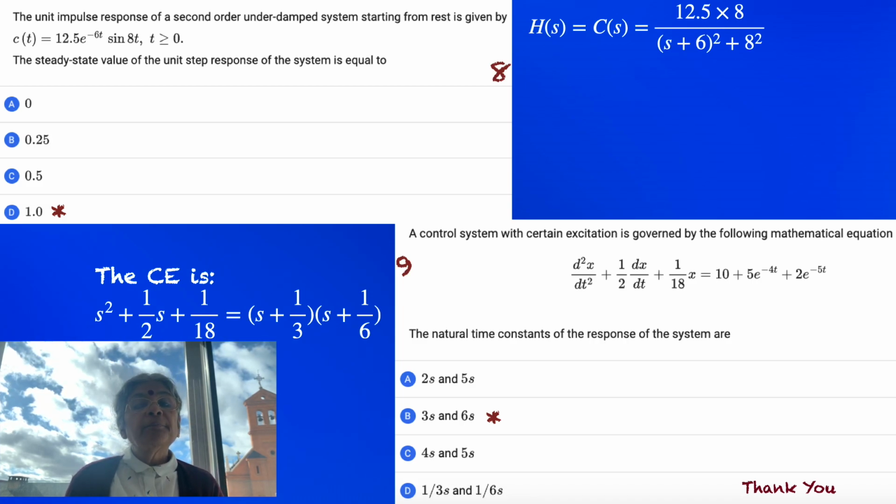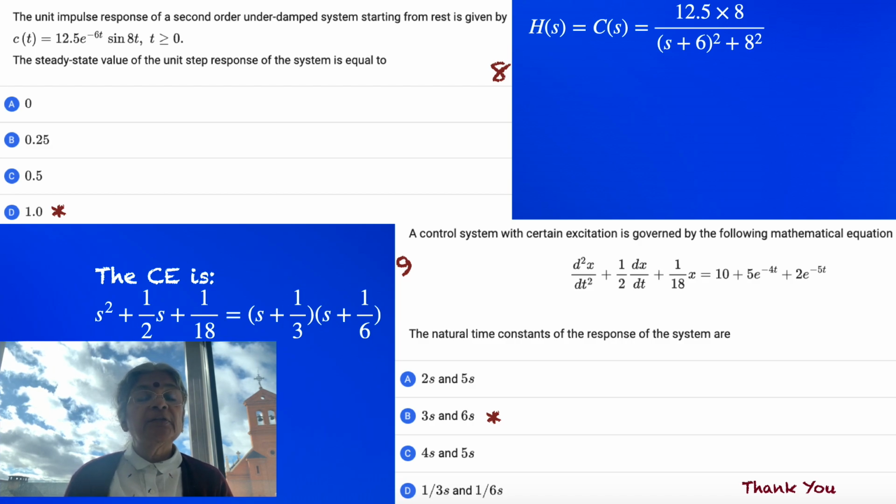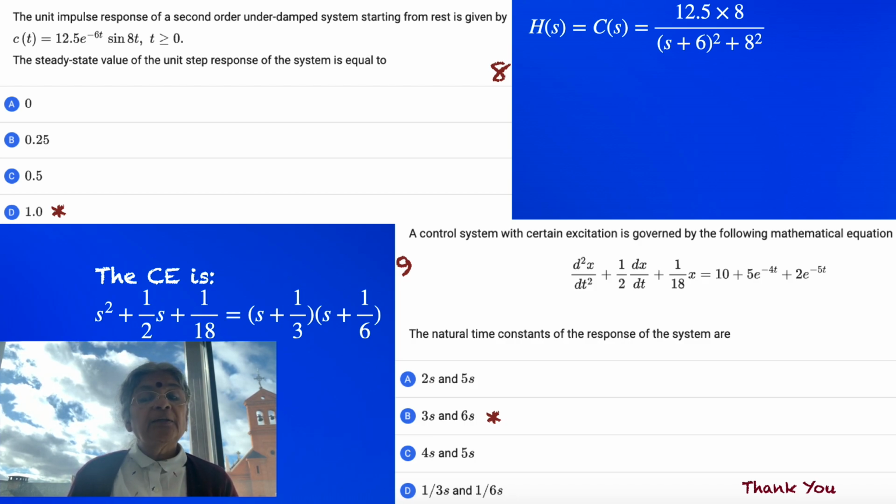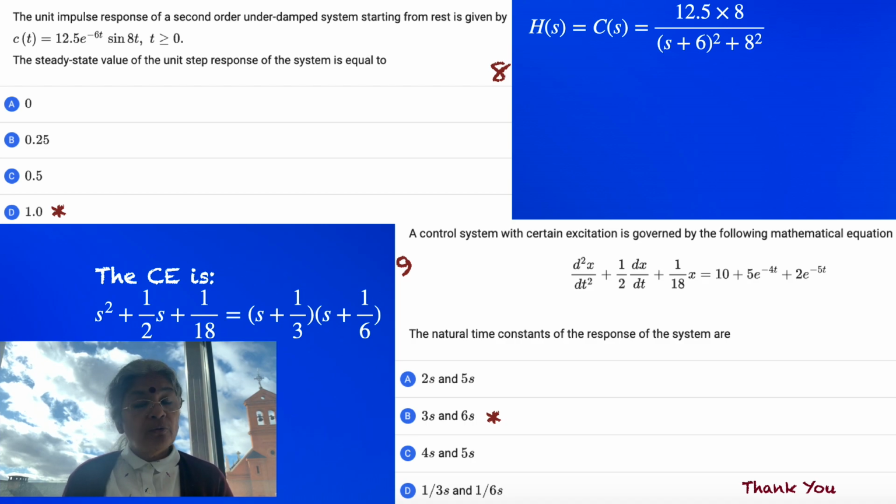The unit impulse response for a second order underdamped system starting from rest is given by c(t) equal to 12.5 e raised to minus 6t sin 8t. So C(s) is very easy to calculate as equal to 12.5 into this sine, so omega, that is 8, divided by (s plus 6) whole square plus 8 square, because omega is 8 and alpha is equal to 6.